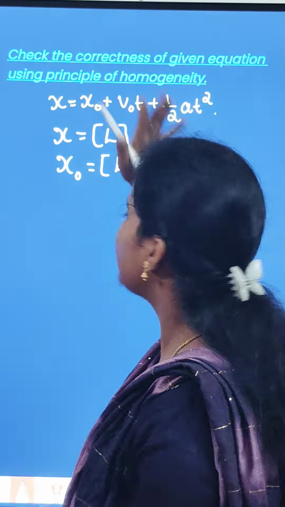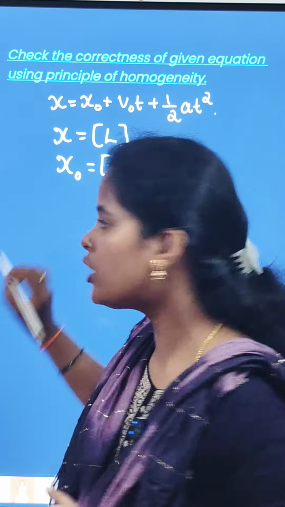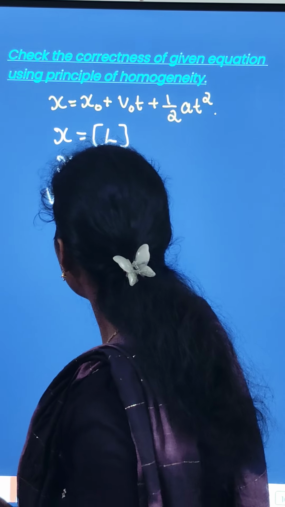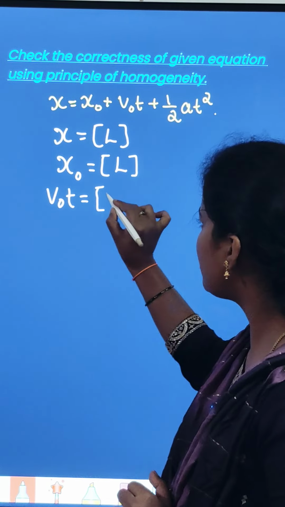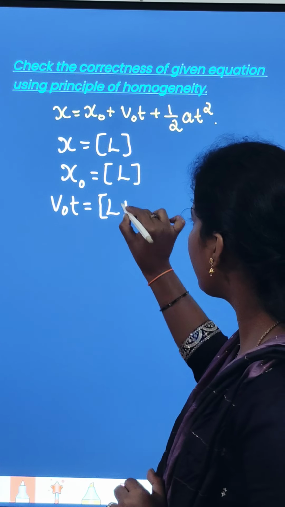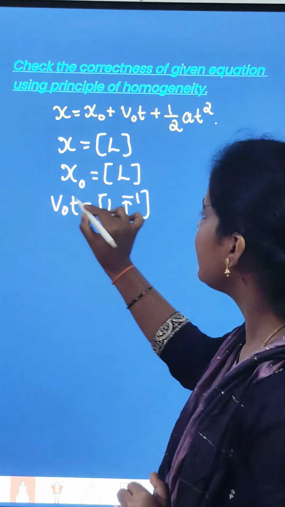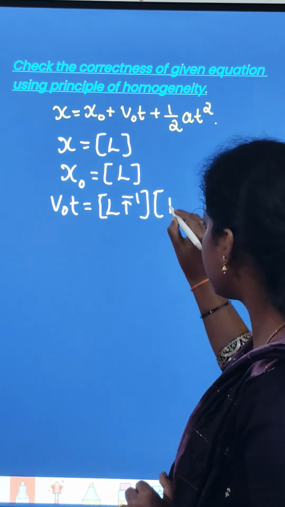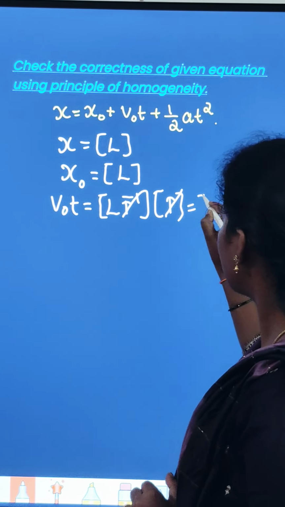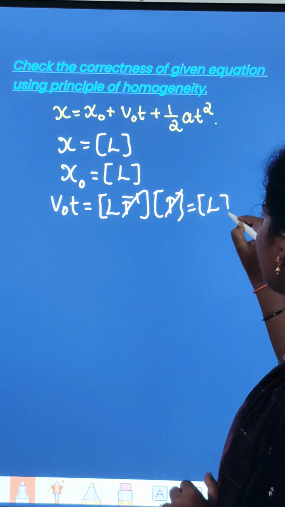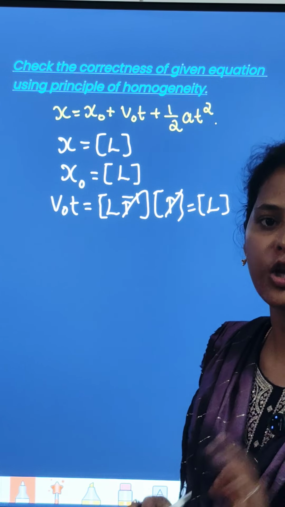In the same way, the next one is v₀t. What is v₀ here? v₀ is nothing but initial velocity, with dimensional formula LT⁻¹, and the time t has dimensional formula T. So now T⁻¹ and T get cancelled, so we are getting L as the final dimensional formula for v₀t.